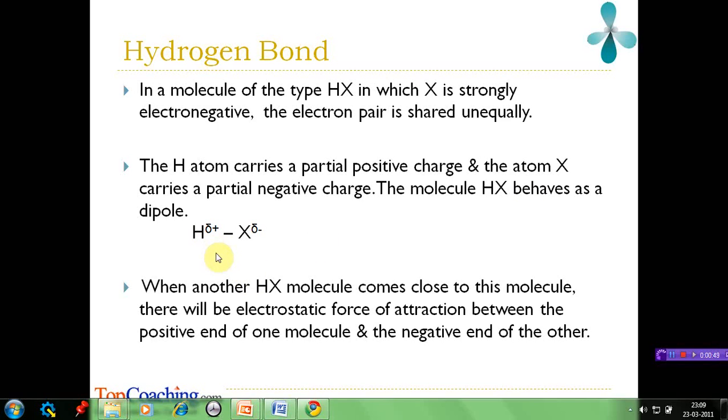And since the electron pair will be more towards the X atom, X will carry a partial negative charge. In other words, the molecule HX becomes polar and behaves as a dipole. Now when another HX molecule comes close to this molecule, there will be an electrostatic force of attraction between the positive end of one molecule and the negative end of the other molecule.